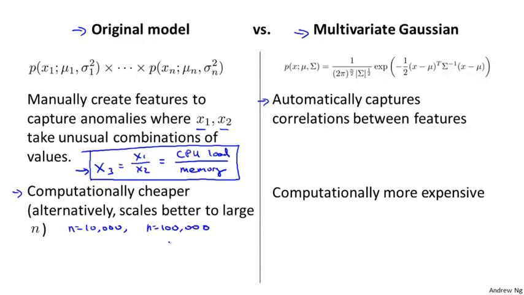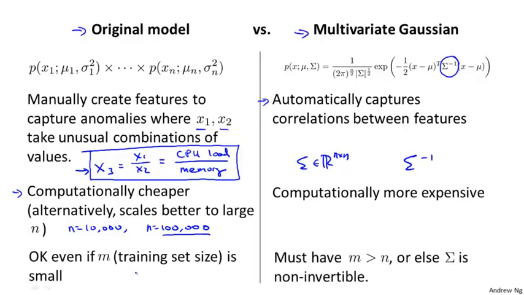Whereas in contrast, for the multivariate Gaussian model, notice here, for example, that we need to compute the inverse of the matrix sigma, where sigma is an n by n matrix. And so computing the inverse of sigma, if sigma is a 100,000 by 100,000 matrix, is going to be very computationally expensive. And so the multivariate Gaussian model scales less well to large values of n.